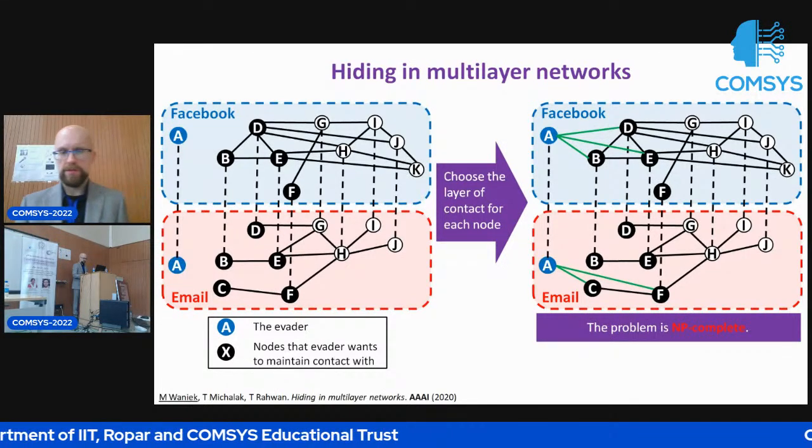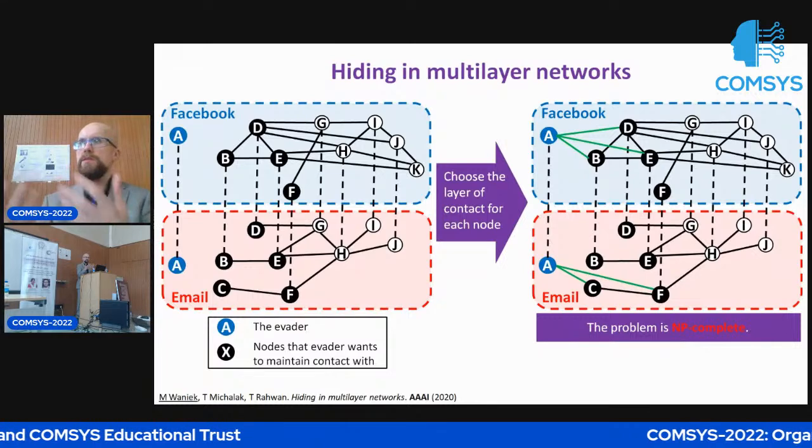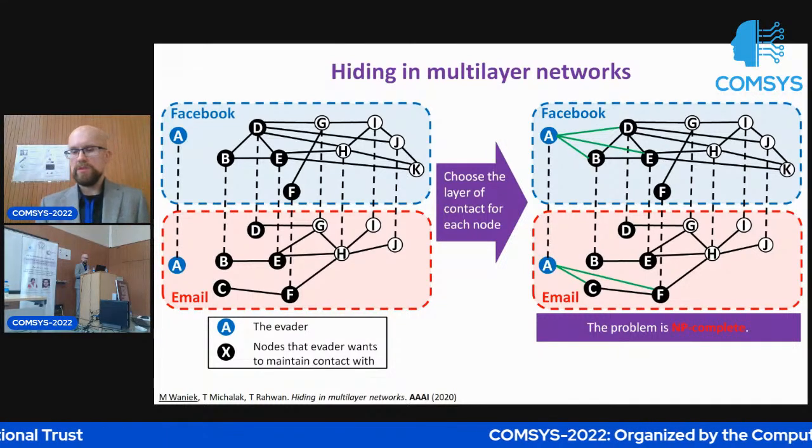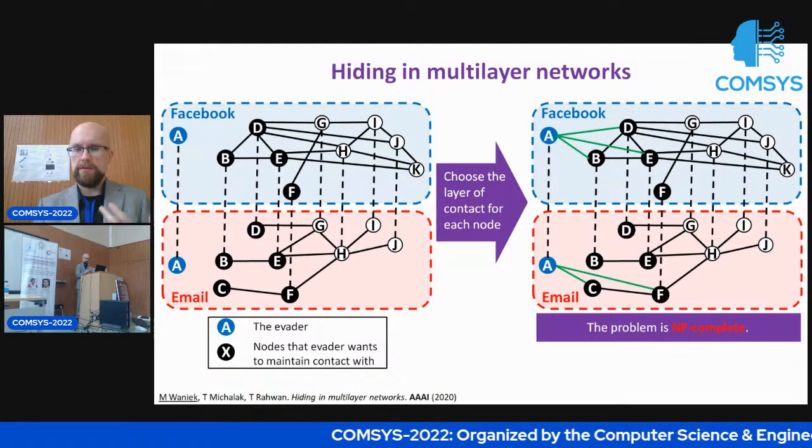I will not show you the proofs, but again, this problem, for all three centrality measures that we discussed, is NP-complete, so it's basically impossible to find the very best solution.